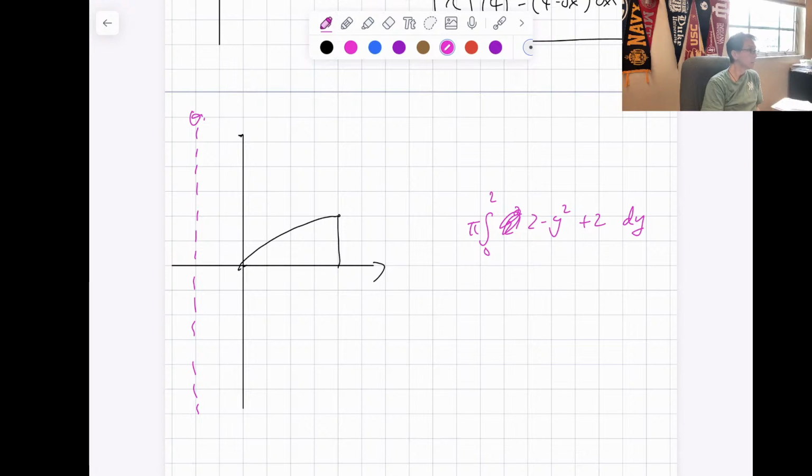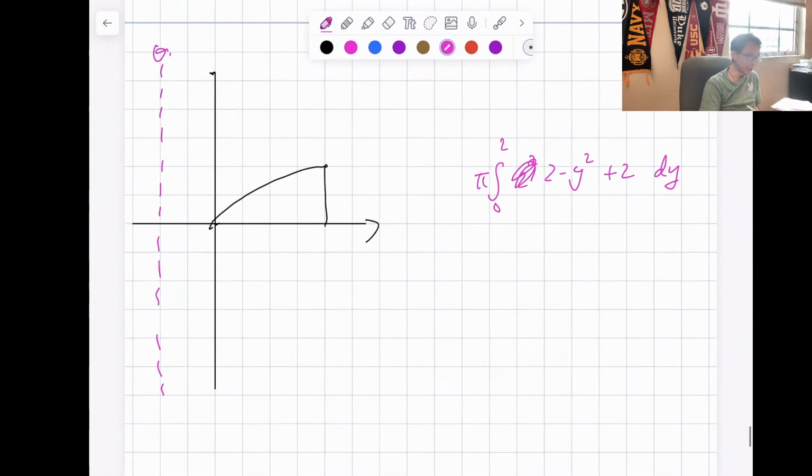I got pi times the integral from 0 to 2 of 6 squared minus (6 minus y squared) squared. I think that's right. That's close, right?